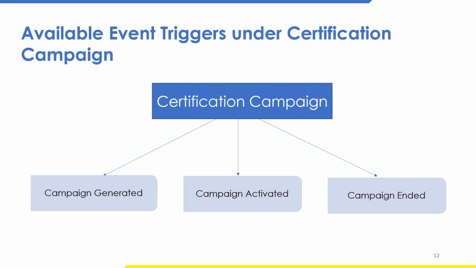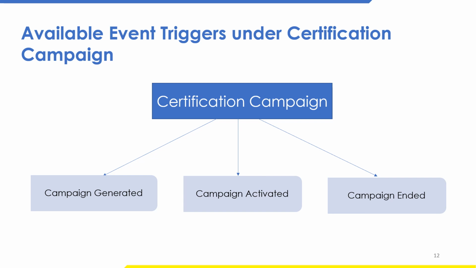Let us understand the available event triggers under certification campaign in this slide. The campaign generated event occurs when a campaign has finished generating and moves to the preview ready state, which is a step before activating the campaign. When a new campaign is created in SailPoint IdentityNow, it will start in the generating state. Campaign generated is triggered when a campaign finishes generating.